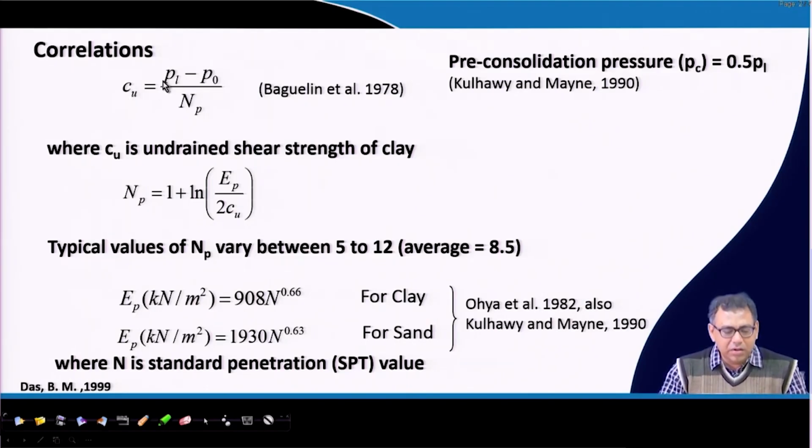There is only one unknown, but the solution is very complicated. So, using trial and error you will get the Cu. Another case: if you directly use NP, which varies from 5 to 12, average 8.5, then also I will get the Cu. The EP value I can also correlate with the SPT N value, for clay and sand. The pre-consolidation pressure PC I can also get by using this correlation, half into PL.